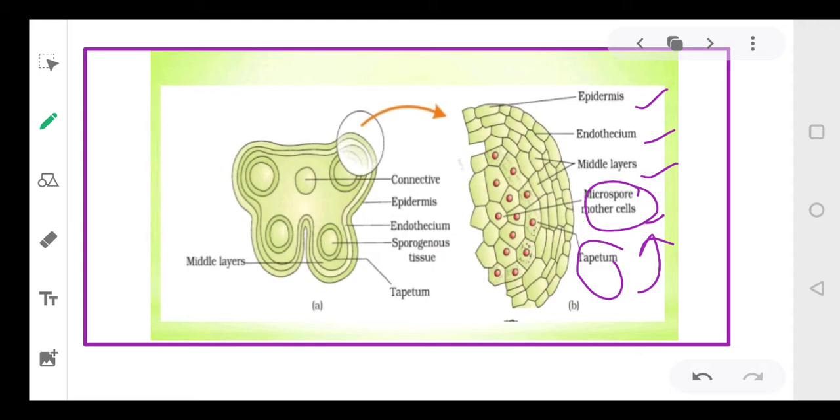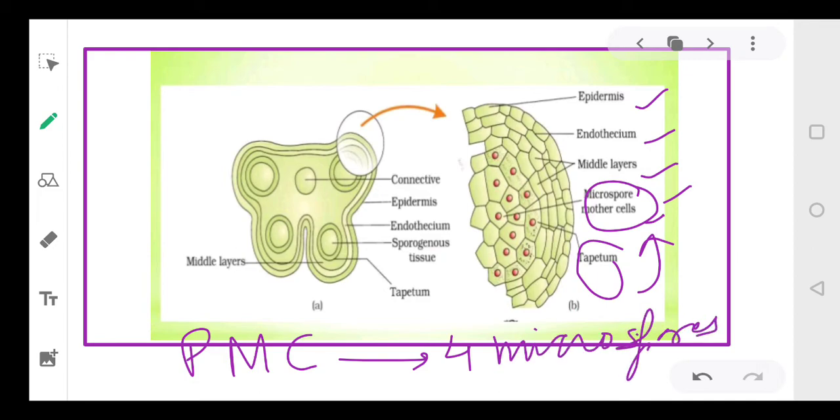The 4 microspores that we have formed. So you have the PMC. From the PMC you will have 4 microspores, and these 4 microspores will form pollen grains. So you have formation of 4 pollen grains. Okay everyone? The process by which the microspores are formed is called microsporogenesis.